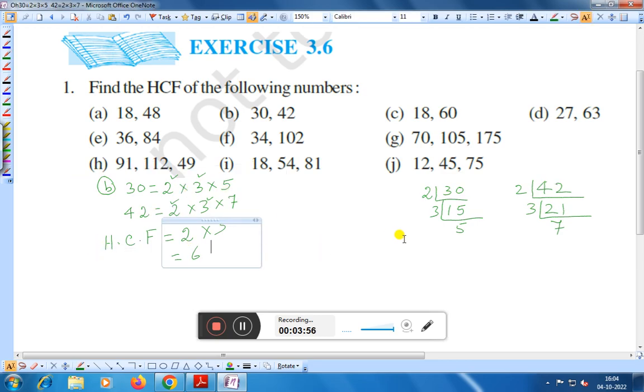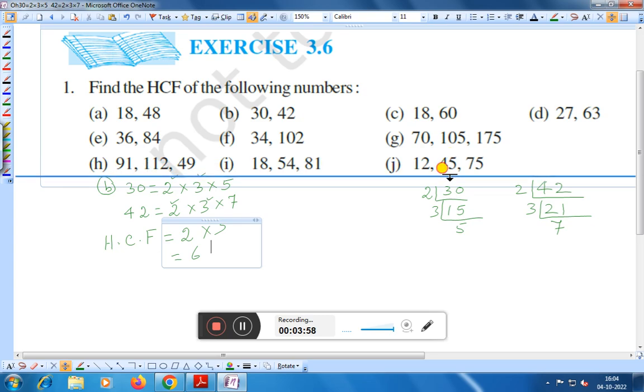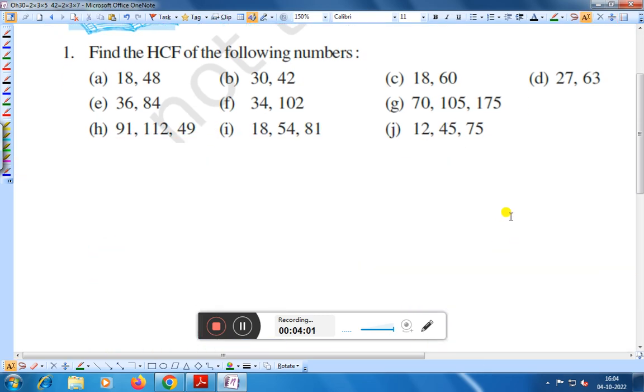Now, we will solve question number C. C is 18 and 30 and 60. In question number C, we are getting 18 and 60. 18, that is 2 into 9 is 18, and 3 into 3 is 9. That is equal to 2 into 3 into 3.